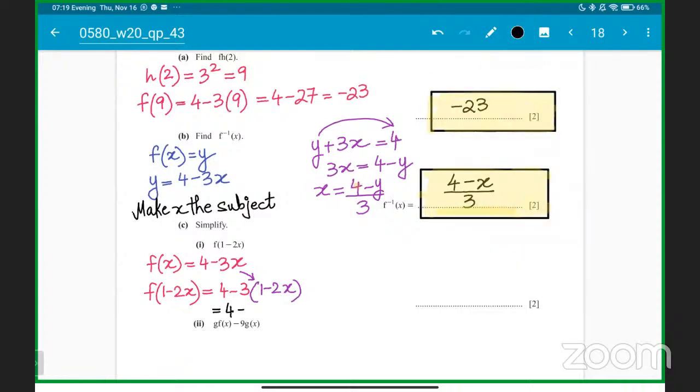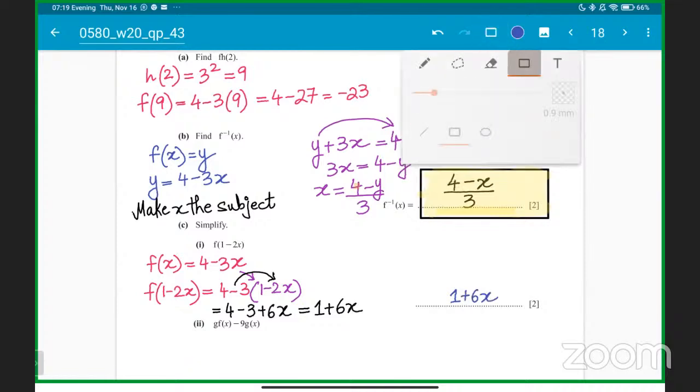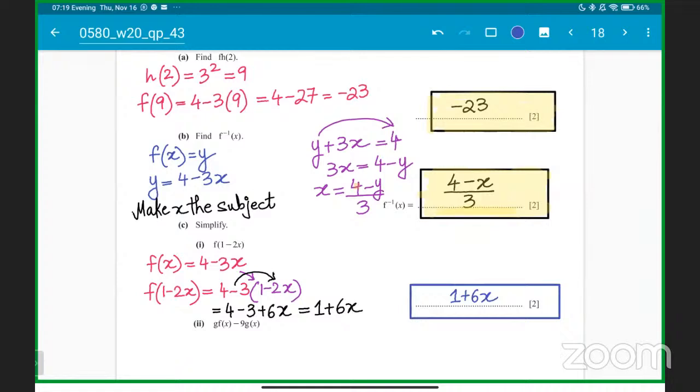It's just replacement, okay? 4 minus 3 times 1 is 3 minus 3 into minus 2x will become positive 6x. So it will be 1 plus 6x, and that is the answer, okay? So 1 plus 6x. We got the answer for this part. See, that's how we got 2 marks, okay?